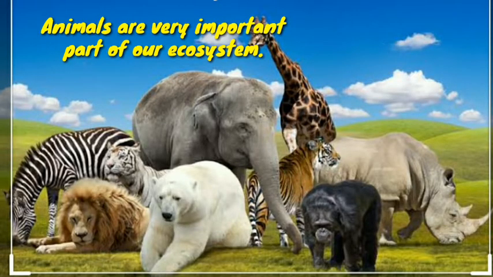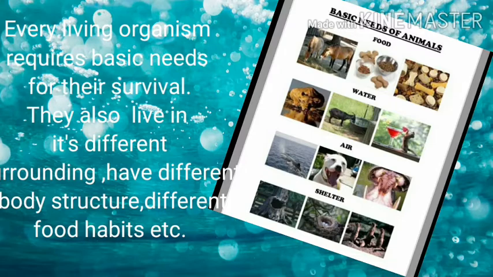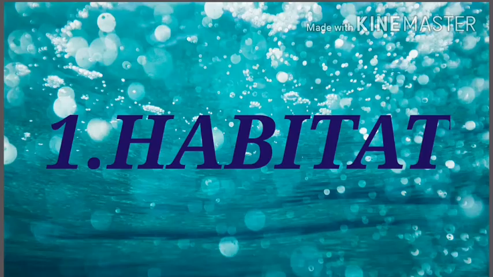We know that animals play important role in our life and also in the ecosystem. So let's know more about the animals and their life. We know that animals live in different surroundings. They have different body structure, they have different feeding habits. So let's just know how they differ and what are their characteristics.